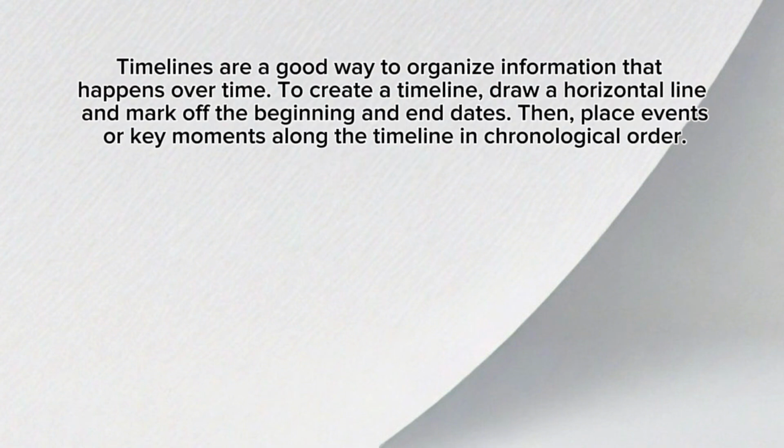Timelines. Timelines are a good way to organize information that happens over time. To create a timeline, draw a horizontal line and mark off the beginning and end dates. Then, place events or key moments along the timeline in chronological order.